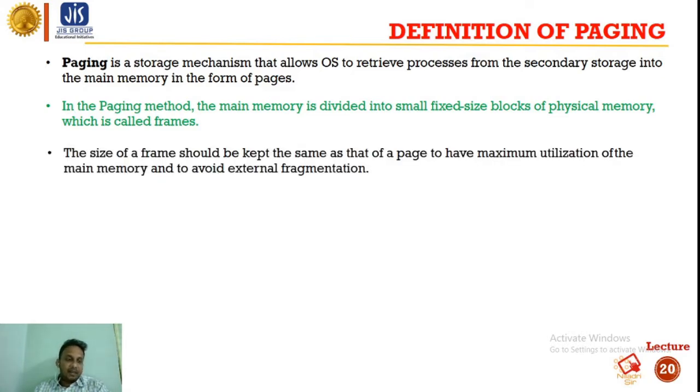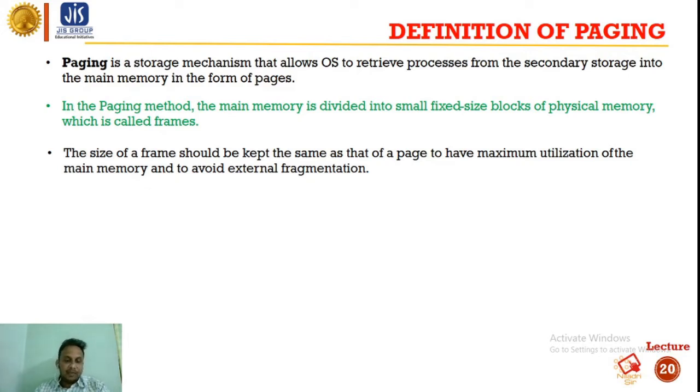The main idea behind paging is to divide each process in the form of pages. So the main memory is also divided in the form of frames. The size of a frame should be kept the same as that of a page to have maximum utilization of the main memory and to avoid external fragmentation. One page of the process is to be stored in one of the frames in the memory.